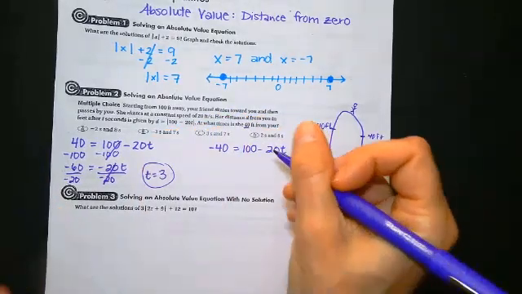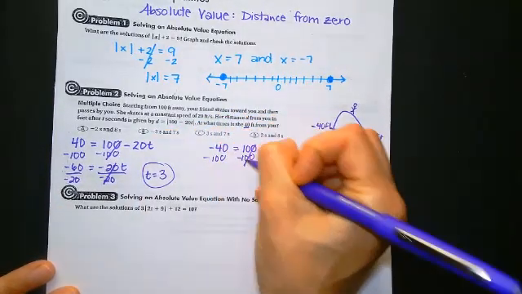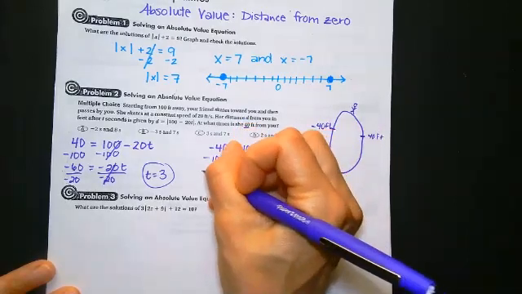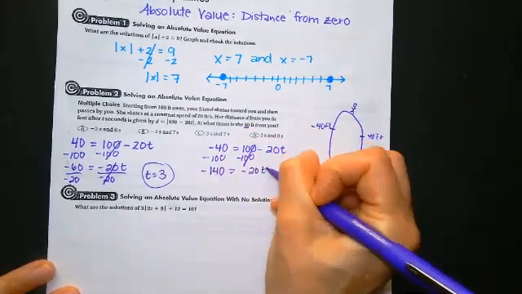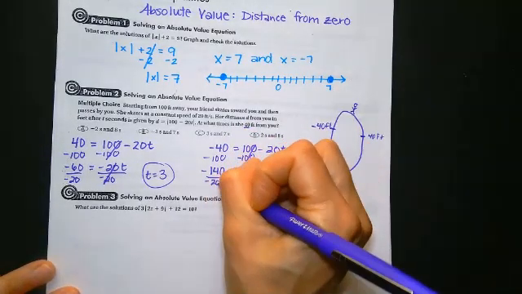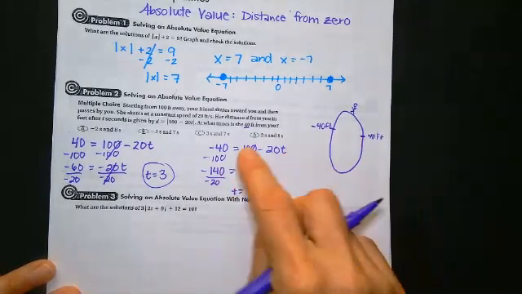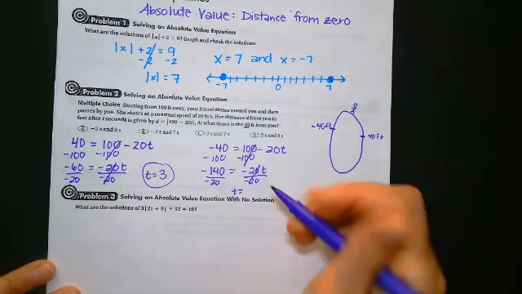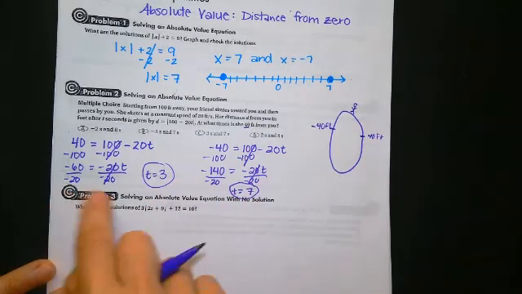And then we'll do the same over here. We're going to subtract 100 from both sides. Here's the difference though. Negative 40 minus 100 is negative 140 equals now negative 20t. Divide by negative 20 on both sides. And we get t equals, and I know I'm writing this the opposite way, negative 140 divided by negative 20 is positive 7. And so remember, these are times in seconds.